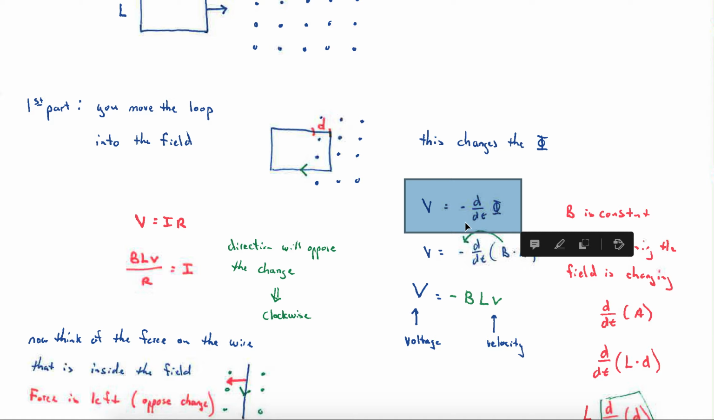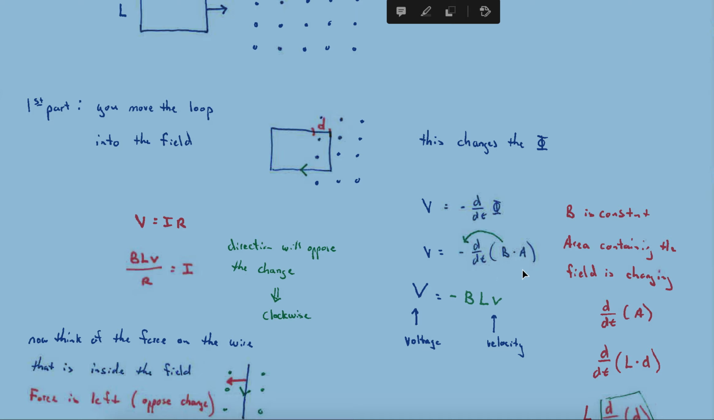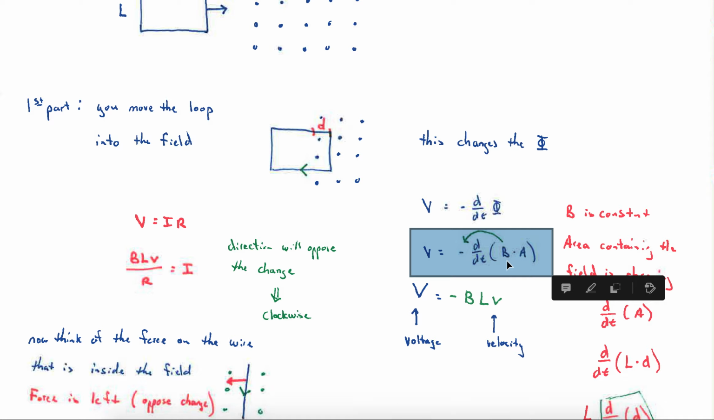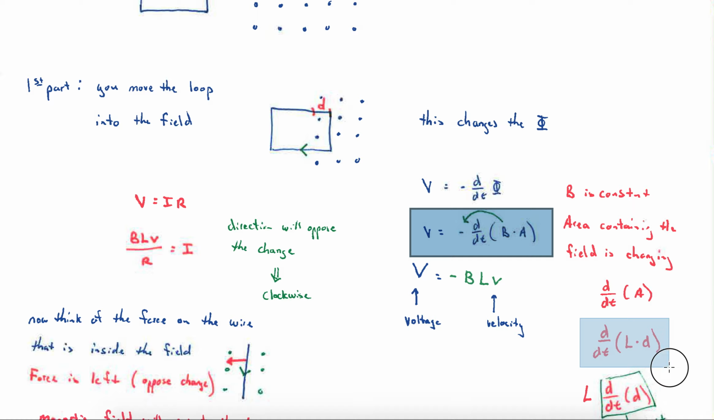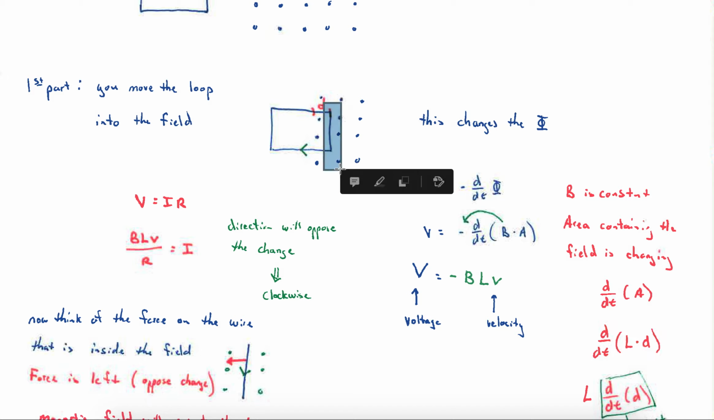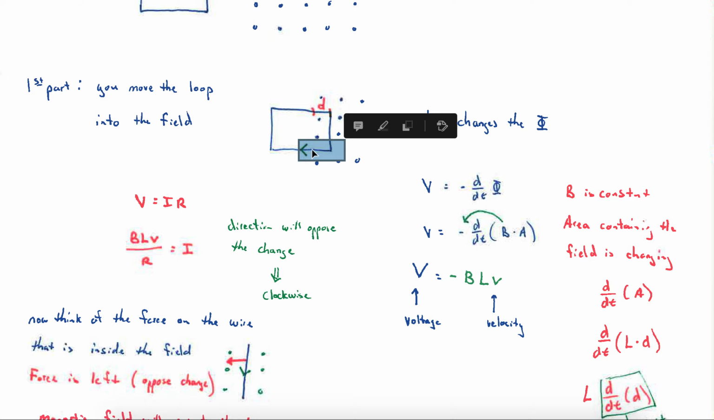Okay, so go with Faraday. Faraday says that the voltage is the rate of change of flux. Flux is B times A. Now, in this case, the B field is not changing. The B field is a total constant. But the area of the loop in the flux is changing. The area is just length times width. Now, if you think about it, this length here is not changing. It's this amount of the loop, this little width here, that's changing.